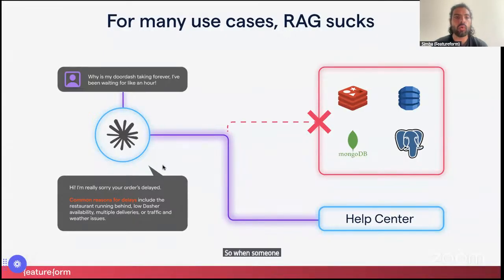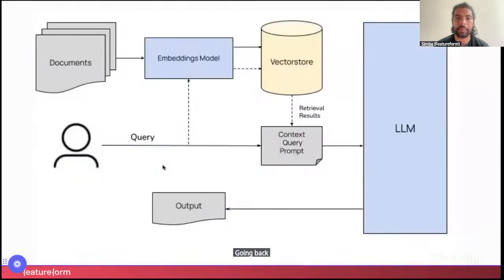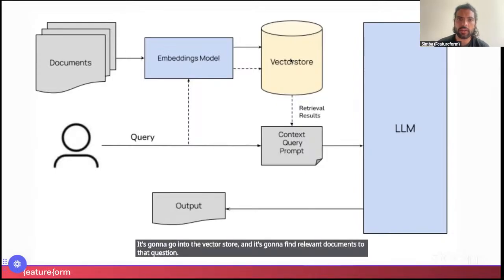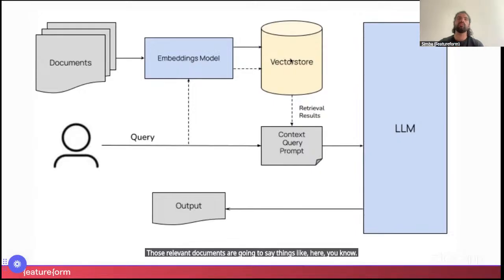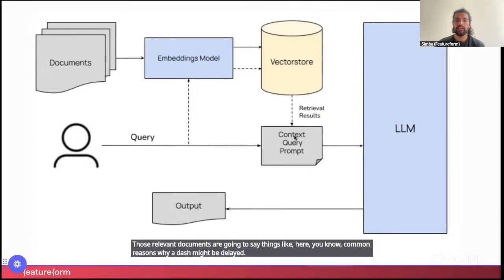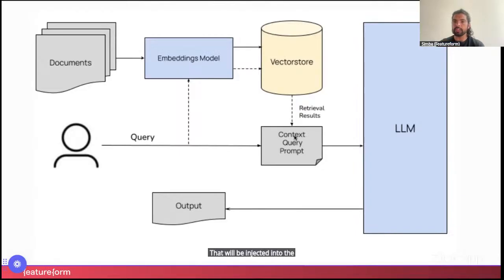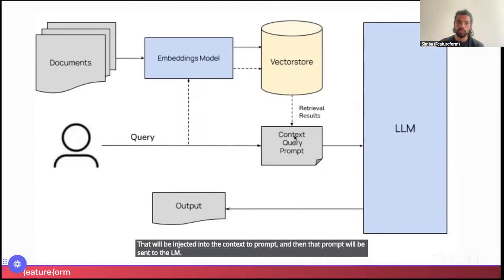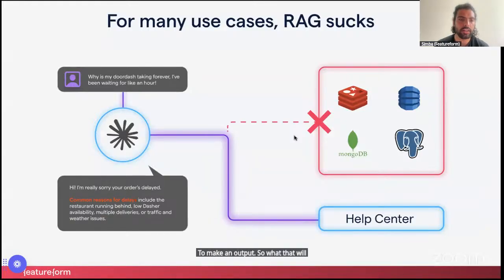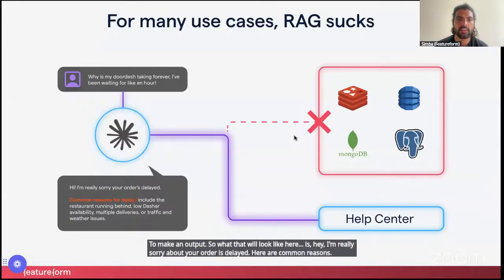So when someone asks, why is my DoorDash taking forever? I've been waiting for like an hour. Going back here one last time, the query from the user is, why is my DoorDash taking forever? It's going to go into the vector store and find relevant documents to that question. Those relevant documents are going to say things like, here are common reasons why a dash might be delayed. That will be injected into the context, the prompt, and that prompt will be sent to the LLM to make an output. So what that will look like is, hey, I'm really sorry that your order is delayed. Here are common reasons for delays.